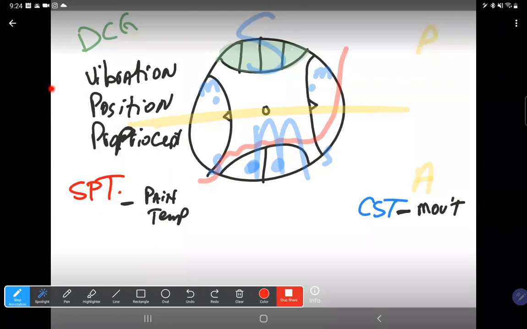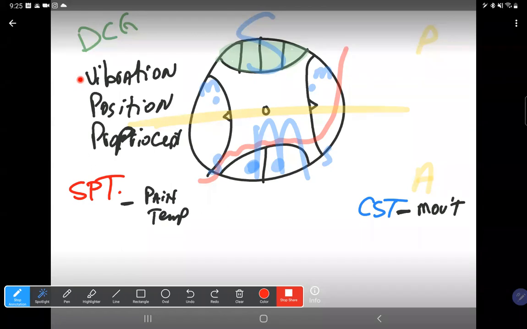Here's a hint. It seems like they really love to mention vibration above all else. That's something I've noticed from the questions I've seen. They really like to ask about vibration. Doesn't mean it's the only thing they're going to ask. They will mention position and proprioception, but definitely be on the lookout for vibration. V's and P's.